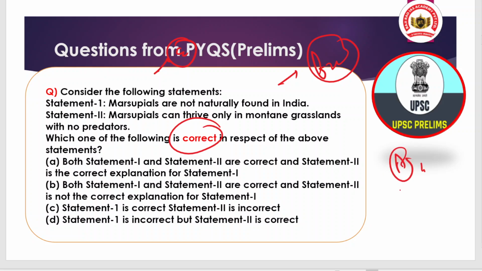Here the assertion will be given and the reasoning will be given. Based on the reasoning, you have to choose whether the assertion is correct or not. So these are the four options and you need to select.